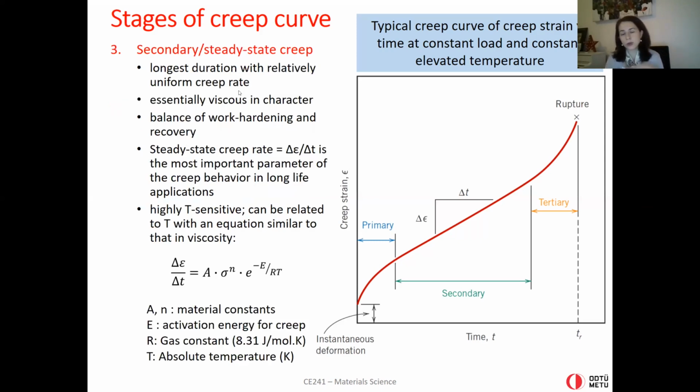The secondary stage, also known as steady-state creep, is the longest stage with relatively uniform creep rate. Actually, at this stage, your material has essentially a viscous character. There is a balance of work hardening and recovery. Steady-state creep rate is the most important parameter of the creep behavior in long life applications. It is highly temperature sensitive and can be related to temperature with an equation similar to that in viscosity. Here in the equation, A and N are material constants. E is the activation energy for creep, R is the gas constant, and T is the absolute temperature.